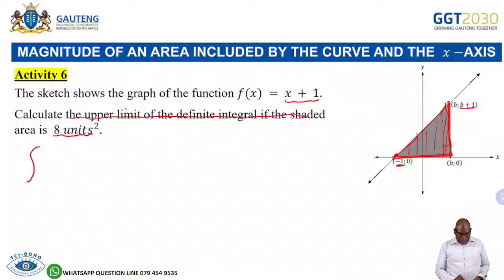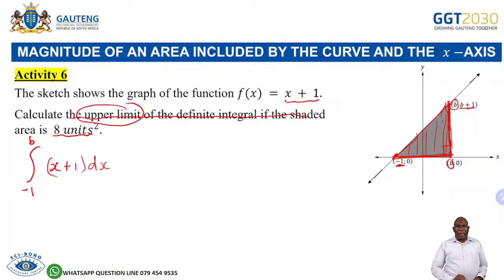They need the upper limit. So my upper limit here is this value. Can you see? That's my upper limit, the x value. So the x value of the upper limit is b. The lower limit is -1, and the integrand is x plus 1 dx.